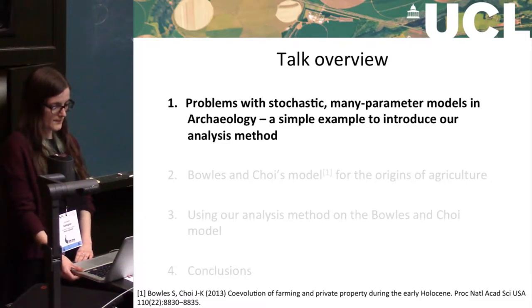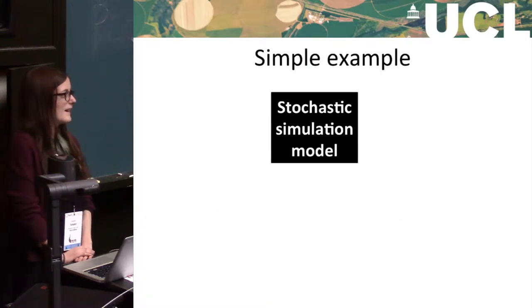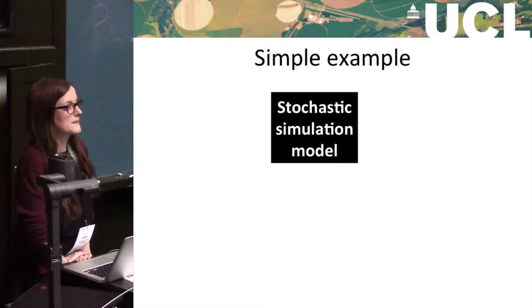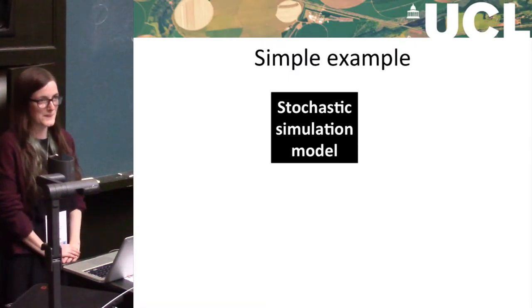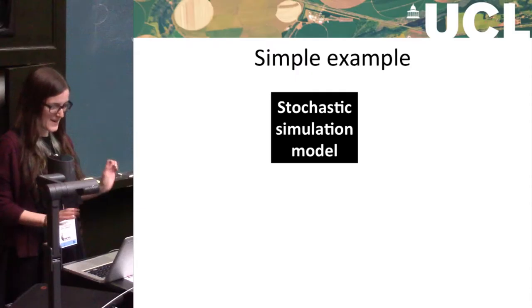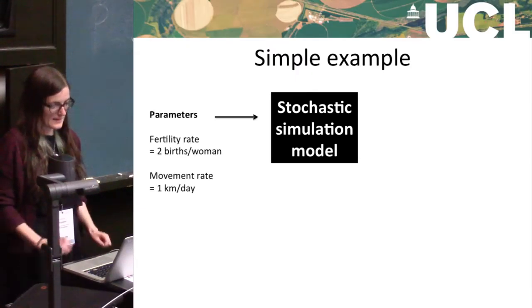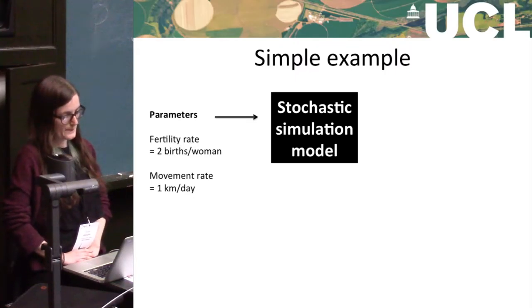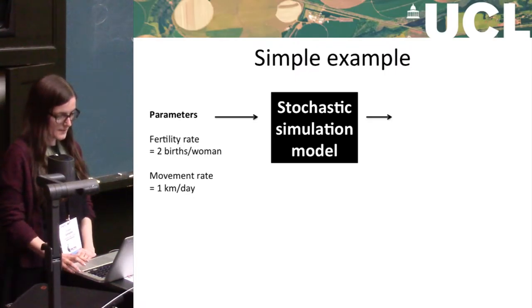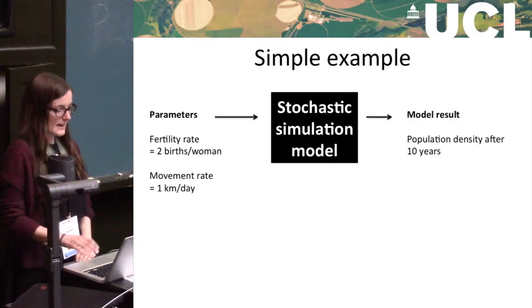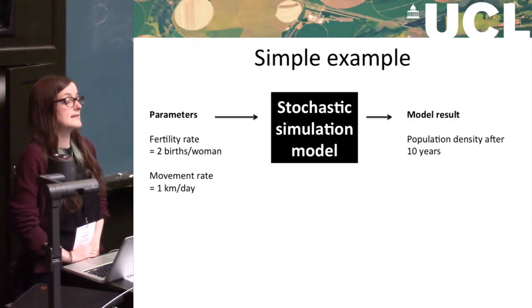So first of all, here is a stochastic simulation model, and I'm not going to tell you anything about the model. It is a black box. But what goes into it are some parameters. And I'm going to say they're the fertility and movement rate. And out of it comes a model result. And in this case, it's going to be the population density after 10 years.